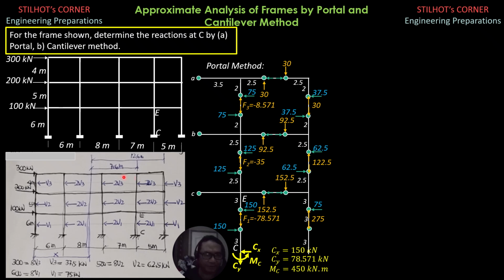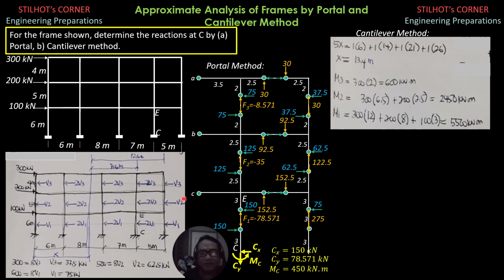Then by the cantilever method, let's imagine that this is the neutral axis. I'll call that X. Since the areas are not given, it is by principle that they are assumed to be equal in areas. So 1, 5 times X, this is the reference, equals 1 times 6 plus 1 times 14 plus 1 times 21 plus 1 times 26. So that's the equation there. So X is 13.4 meters.